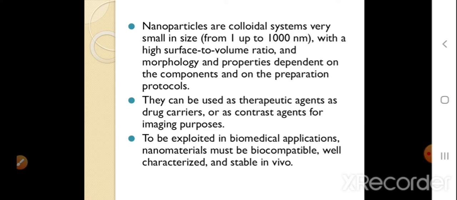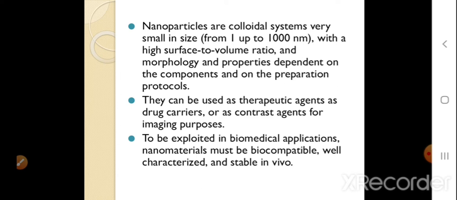So we are aware of what nanoparticles are. Nanoparticles are colloidal systems, very small in size, which range from 1 to 100 nanometers. So generally a particle is known as a nanoparticle when its size is less than 100 nanometers. The characteristic features of these nanoparticles are a high surface to volume ratio, their morphology, and their properties depend on the components and the preparation methodology also.